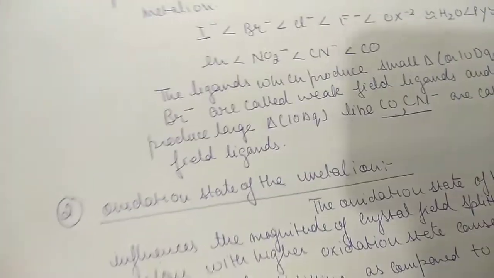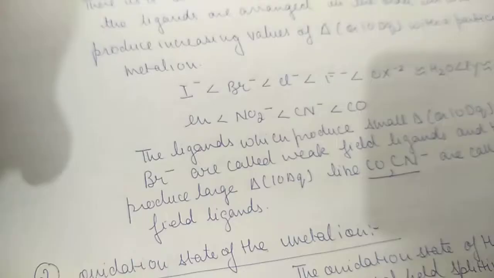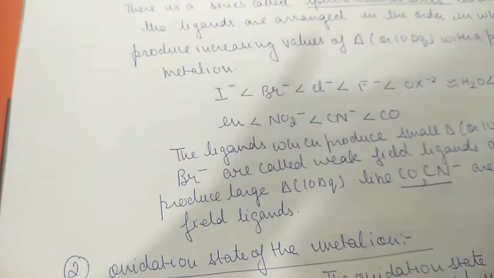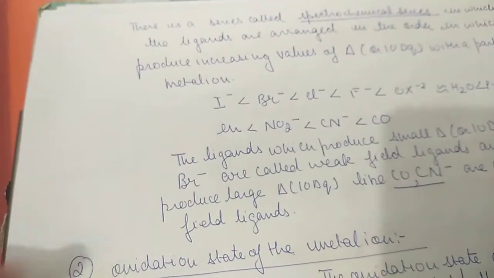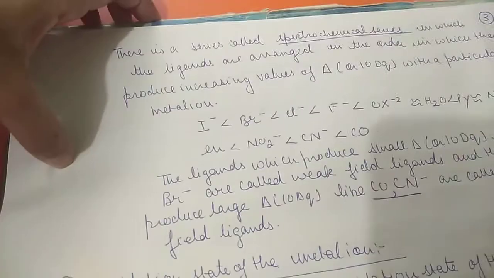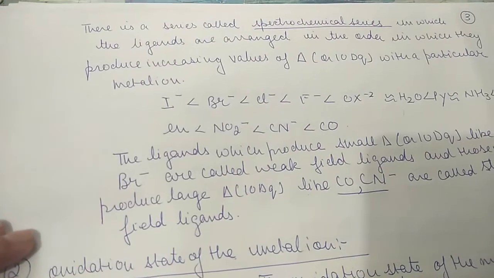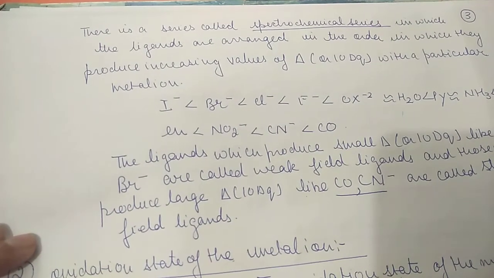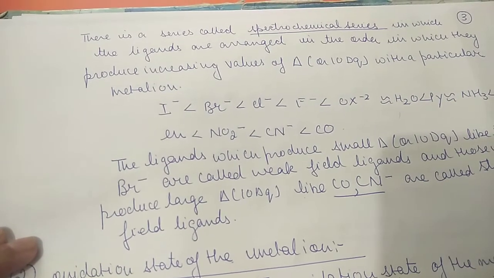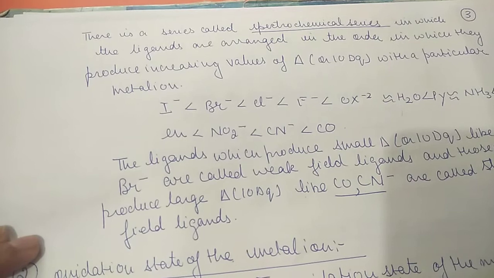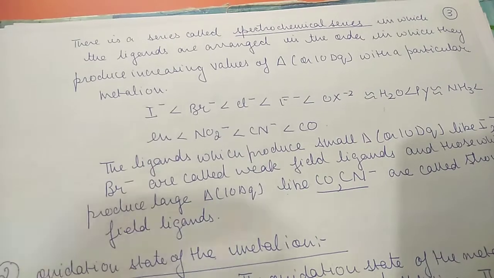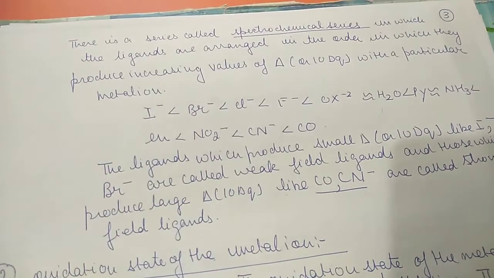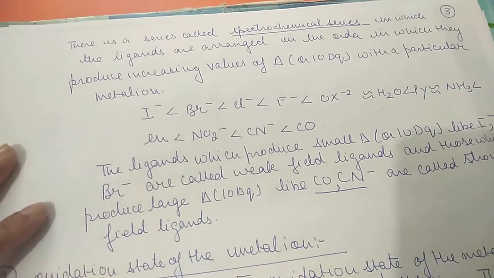And there is a series which tells us about the various ligands and the extent of splitting which they cause. This series is called the Spectrochemical Series, in which the ligands are arranged in the order in which they produce increasing values of delta with a particular metal ion. You have to remember that this is the increasing order.